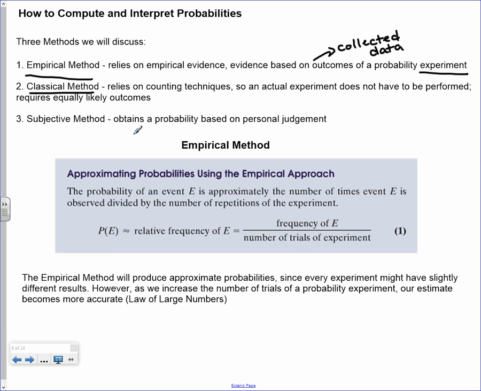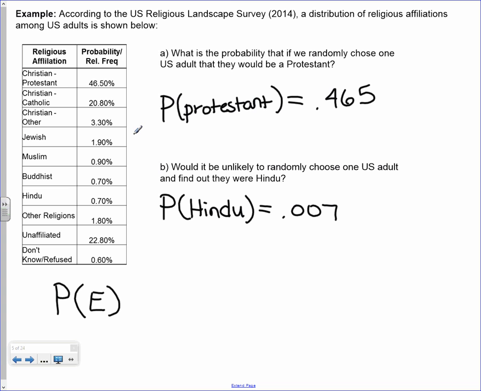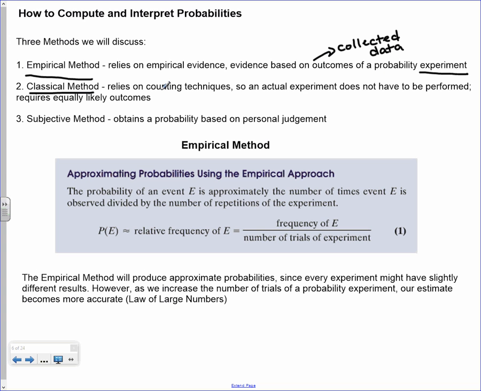But as we increase the number of trials of a probability experiment, so as I get more and more people included into my survey, those results are going to be closer and closer to those true probabilities that come from the classical method. So what that tells us is if we can get enough people into our sample, then the probabilities that we base off of that are going to be pretty close to what the true probabilities are. And that's really what we use in inferential statistics, right? We're using those statistics to infer about the parameters. So the larger our sample sizes, the closer our statistics are going to get to being equal to the true parameters.